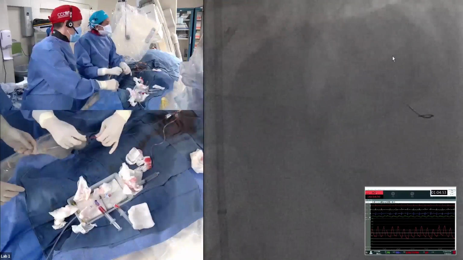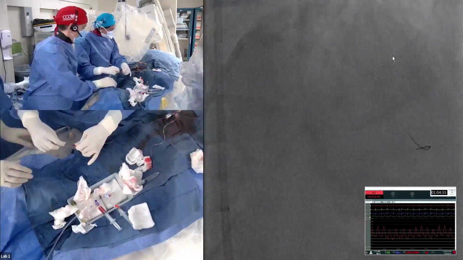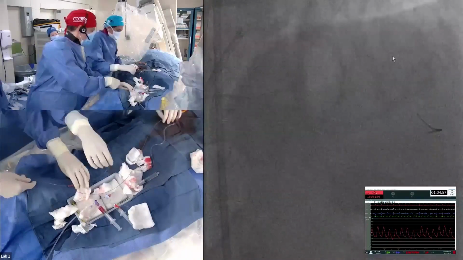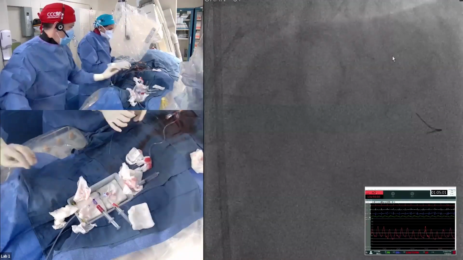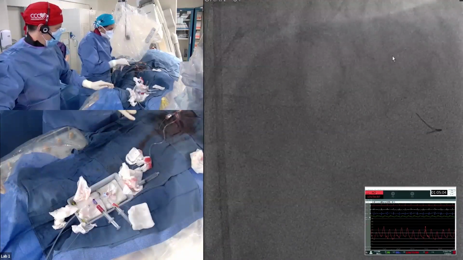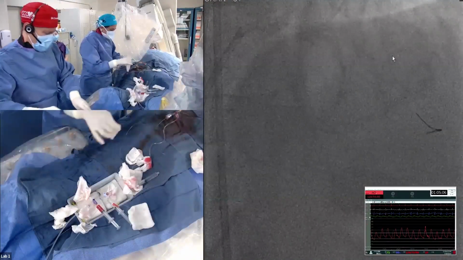I would have liked to secure that a little bit with some balloon or something. So even in this day and age, there are cases where we will have to do rota of both the main vessel and the side branch. Okay, 125 again.